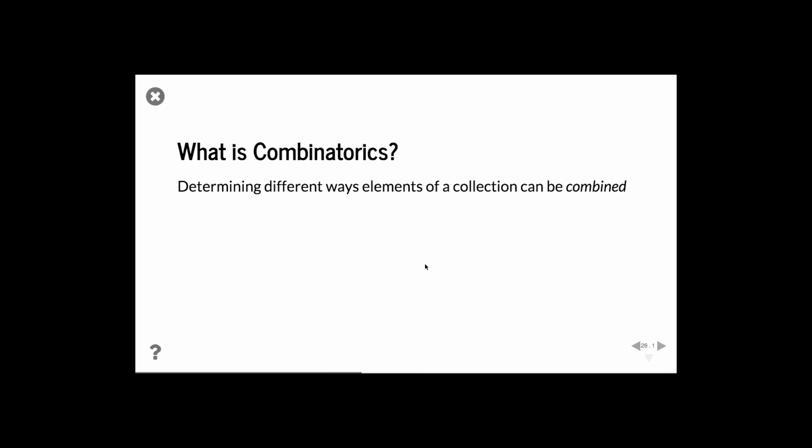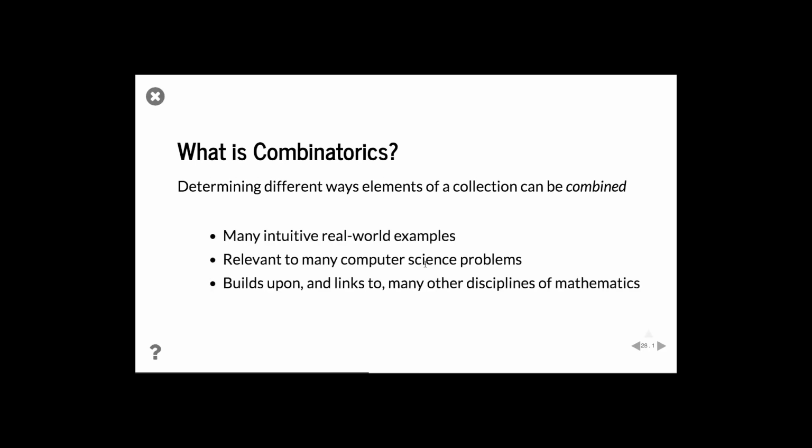Combinatorics is all about different ways elements of a collection can be combined, hence combinatorics. We have many intuitive real-world examples for combinatorics, which makes this a lot easier to sort of talk about and explain, but it's also highly relevant to a number of important computer science problems. A lot of these have ongoing research. And like lots of fields of mathematics, it actually builds upon and links to lots of other disciplines.